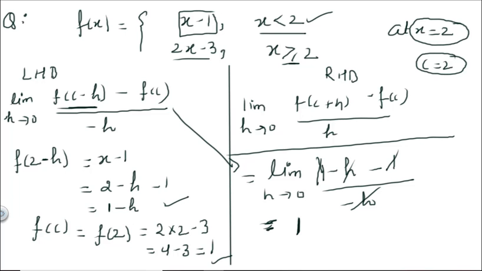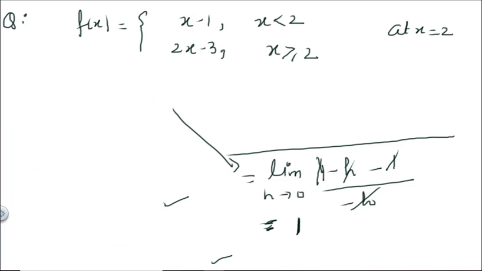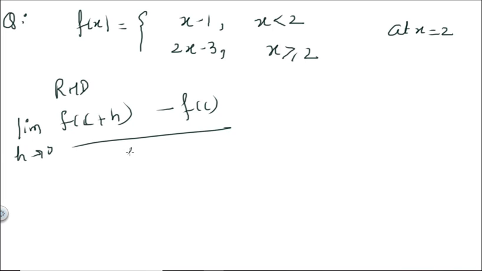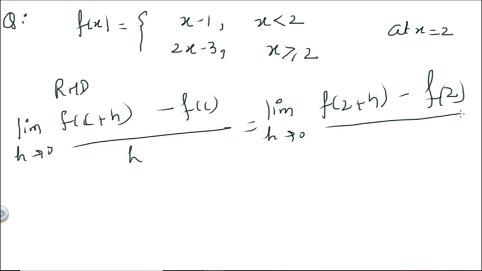Let us go for RHD. In RHD, what we were writing, that limit h tending to 0, we have f of c plus h minus f of c upon h. That means we have to actually write f of 2 plus h minus f of 2, instead of c, I am placing 2, upon h. Now f of 2 plus h. 2 plus h means greater than 2. So the function taken is 2x plus 1.